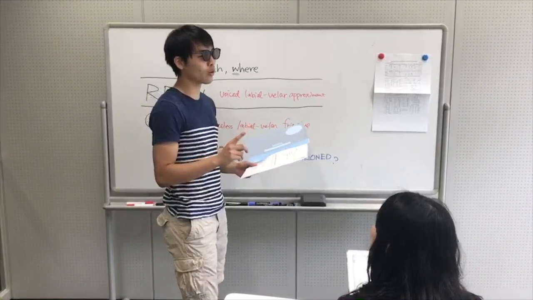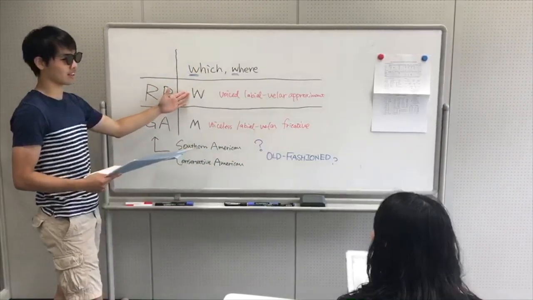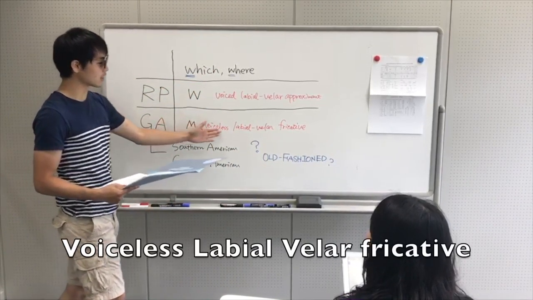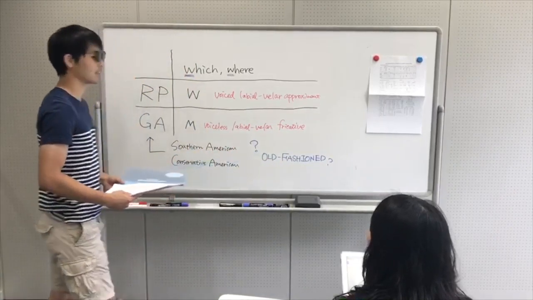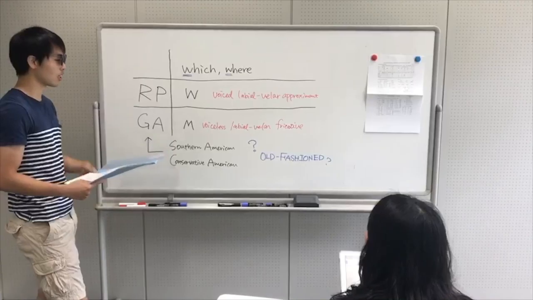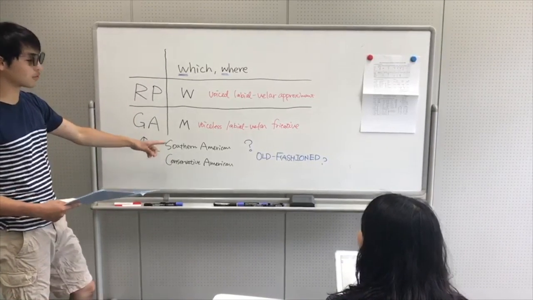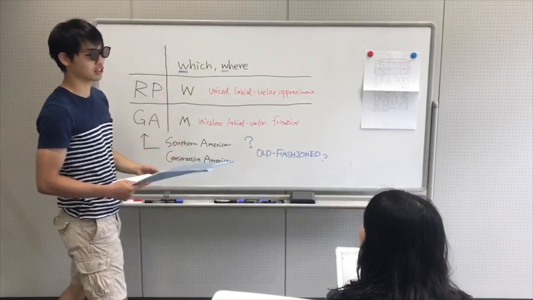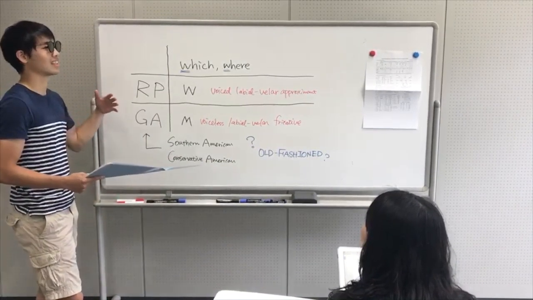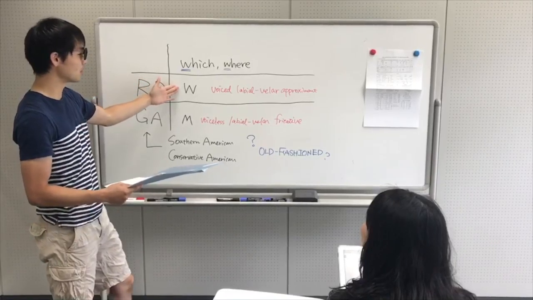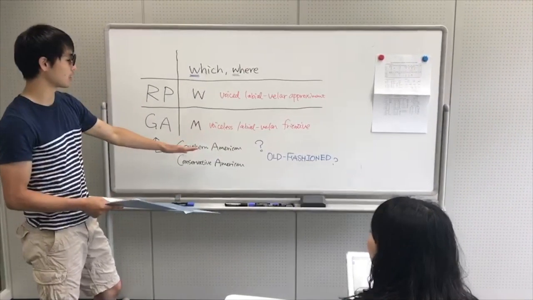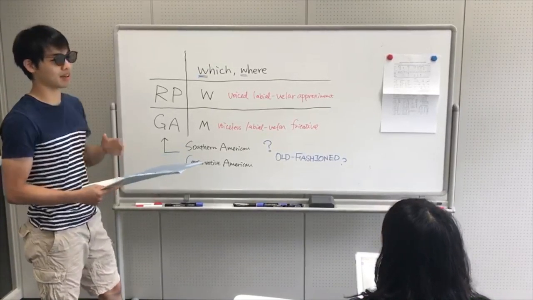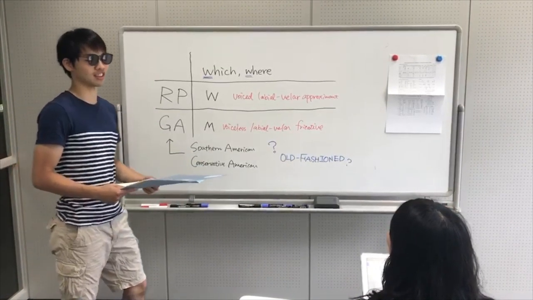It's actually not "where" with that sound, it's "where" with a voiced labial-velar approximant. You are doing the voiceless labial-velar fricative. But it's actually the approximant in British English. The fricative is very old-fashioned, and it comes from the Southern American or conservative American pronunciation. Many American people actually pronounce it with the voiced approximant too, but in the old-fashioned case, it's pronounced with the fricative in American and with the approximant in British English.